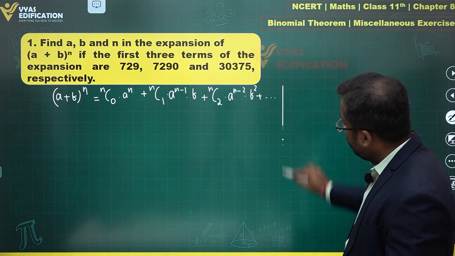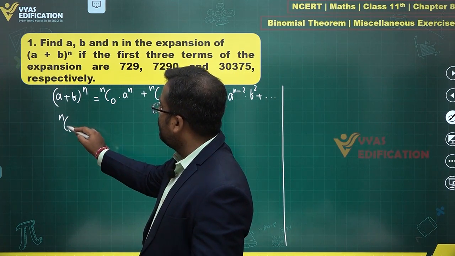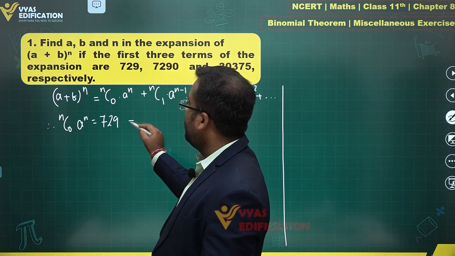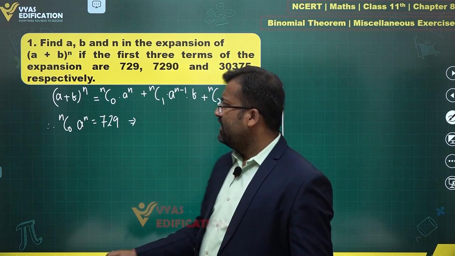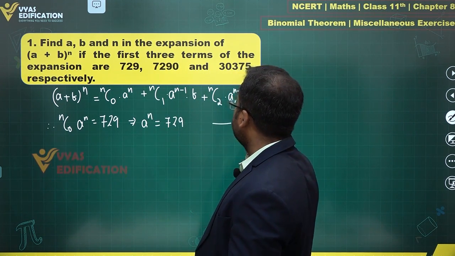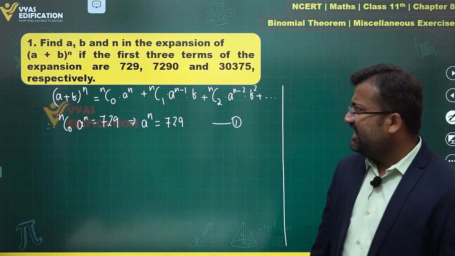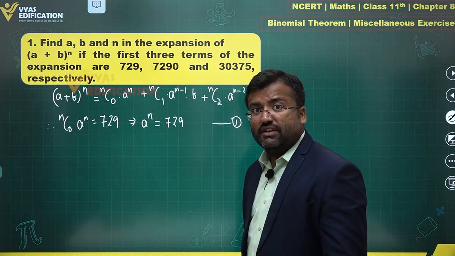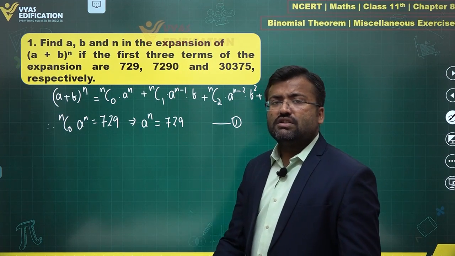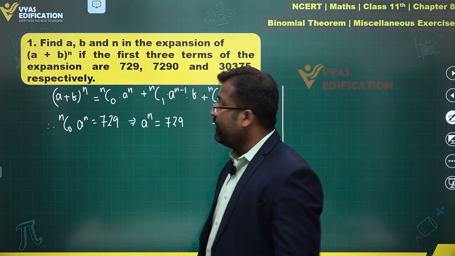And since it is given that the first three terms are known, let's write nC0 a^n equal to 729. And this gives me nC0 is 1. This will tell me that a^n is equal to 729. That's the first condition. Can we find the value of either a or n from here? I think it will be difficult. This can be written as 9^3, or this can be written as 3^6. This can be written as root 3 power 12 as well, or something else maybe, right? So we are supposed to have another equation related to a and n maybe.